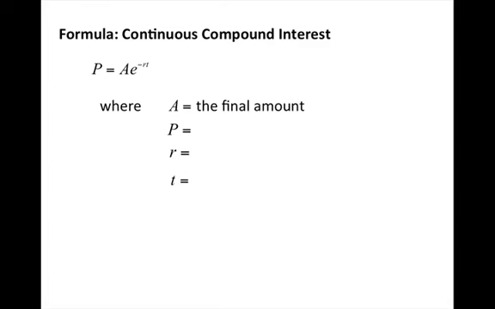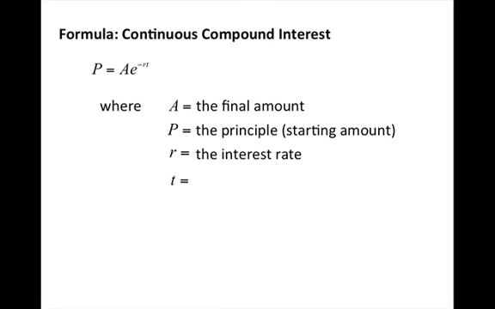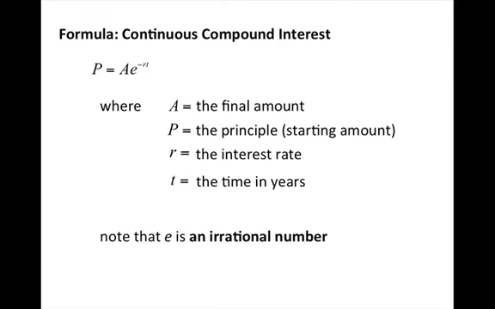A is still the final amount, P is still the principal, R is still the interest rate, and T is still the time in years. And e is still my irrational number that was approximately 2.72. But remember, in this class, don't ever use the 2.72. Always use the e on your calculator. So let's look at the example.